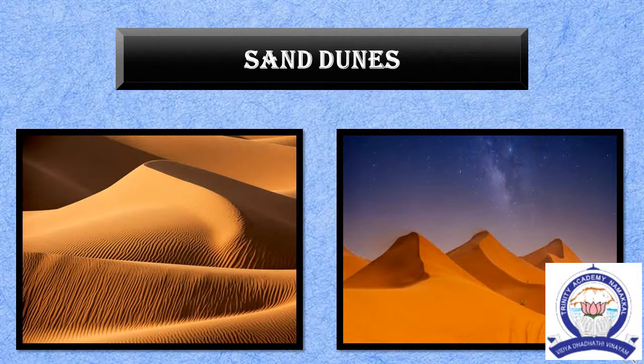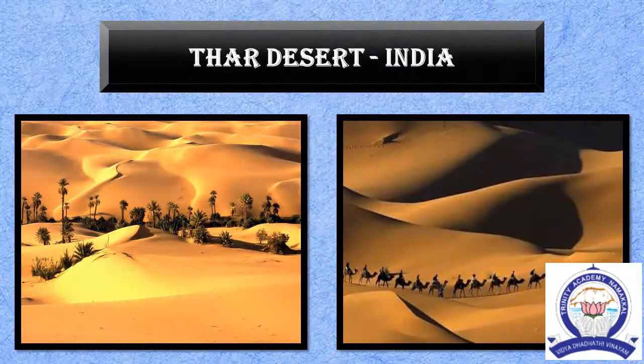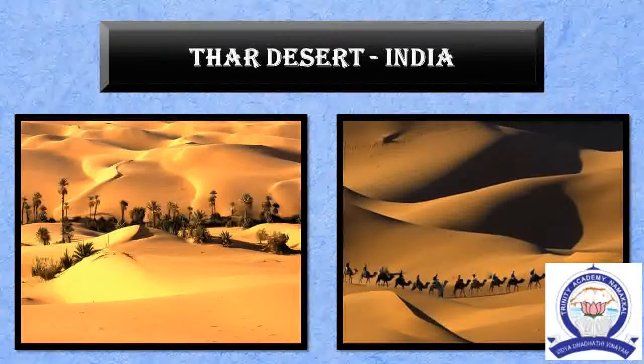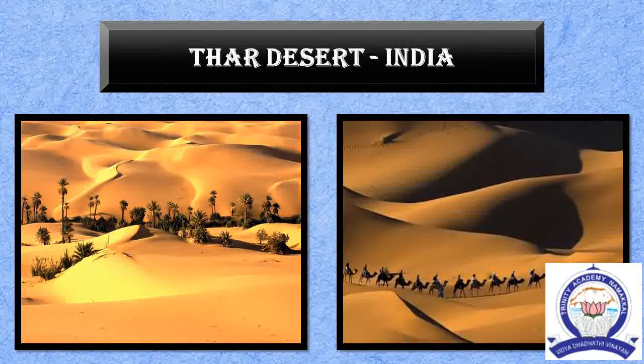Most deserts are located on the western side of continents and on the leeward side of mountains. Examples of deserts are the Sahara Desert and Kalahari Desert in Africa, the Great Sandy Desert and the Great Victoria Desert in Australia, the Thar Desert and the Arabian Desert in Asia, the Atacama Desert and the Patagonian Desert in South America.